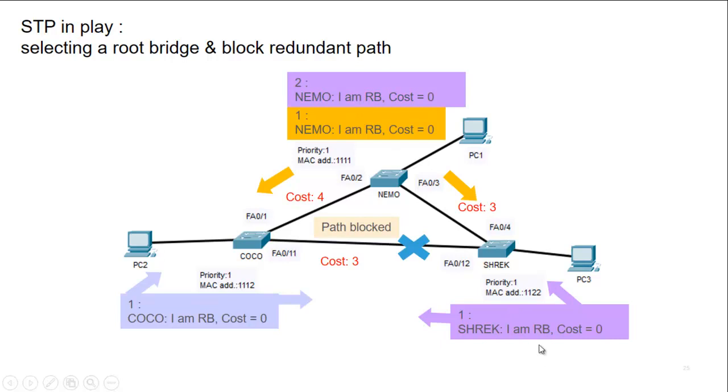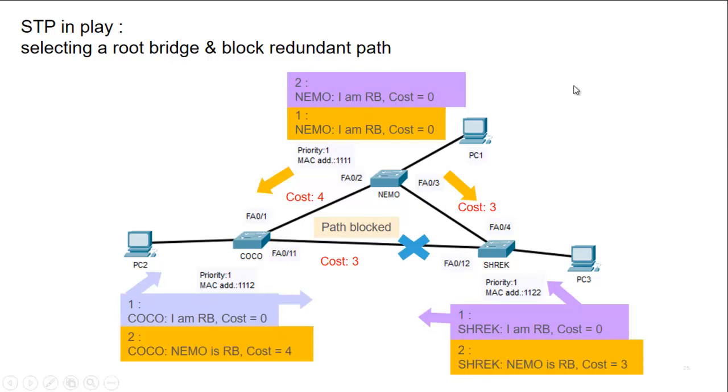Let's say Nemo gets the message from Shrek. He looks at Shrek and says, priority, same as mine. MAC address, I am lower, so I am still the root bridge, and the cost is 0. Meaning that Nemo does not change who the root bridge is, because the option given by Shrek is not as good as his own option.